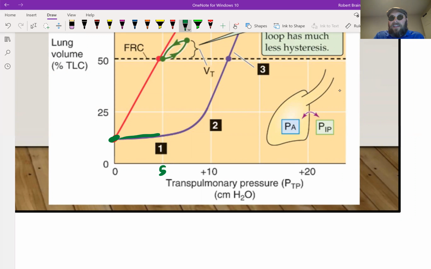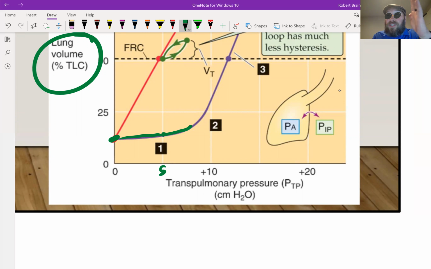Do we see a change in lung volume when we've increased it from 0 to 5? No, we don't see it. We really don't see any change. I mean, maybe there's a minuscule one, but we really don't see a change. Now, when we change it from 5 to 10, do we see a change? Yes. Now we start to see a change, right?